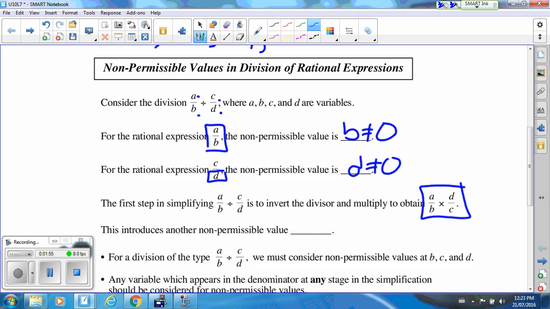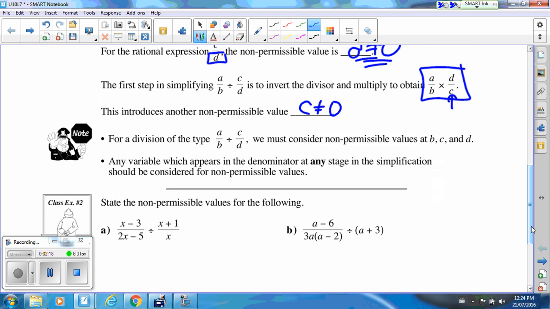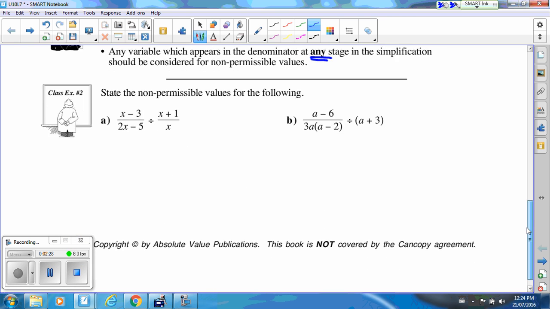So when we flip it, when we multiply by the reciprocal, all of a sudden, c is now in the denominator. Now, the d is not in the denominator, but that doesn't get rid of this non-permissible. Again, what happens in rationals stays in rationals. Any non-permissible at any point through the process stays non-permissible. So again, any variable which is in the denominator at any stage in the simplification should be considered non-permissible. So, let's go through a couple.